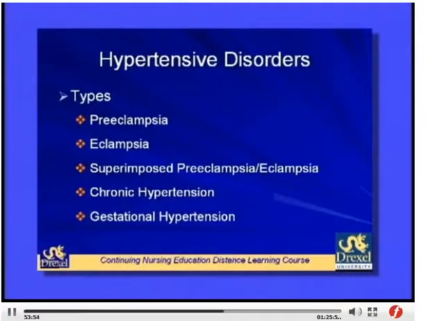The next complication is hypertensive disorders. What you're going to find with the hypertensive disorders are that there are some categories or types that have been recommended with regards to trying to have a better understanding of the disorders. Preeclampsia, eclampsia, superimposed preeclampsia, chronic hypertension, and gestational hypertension.